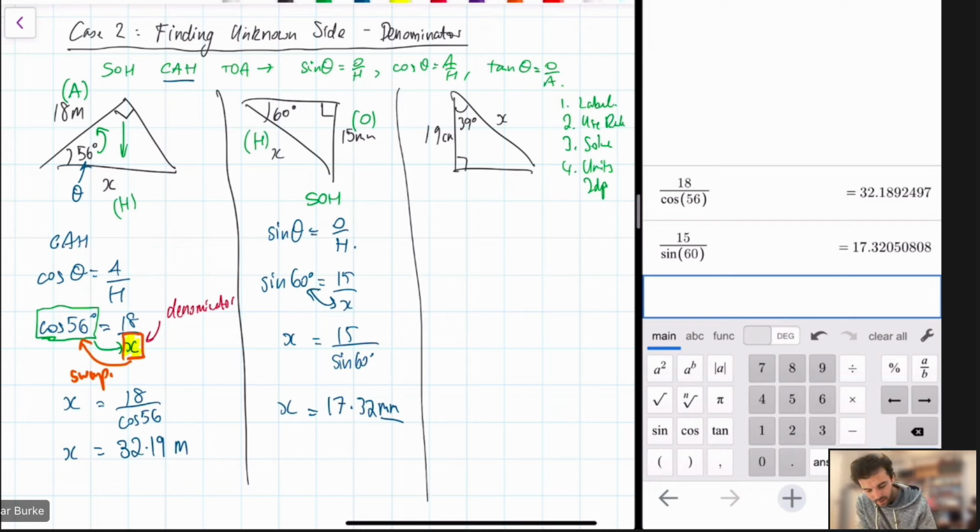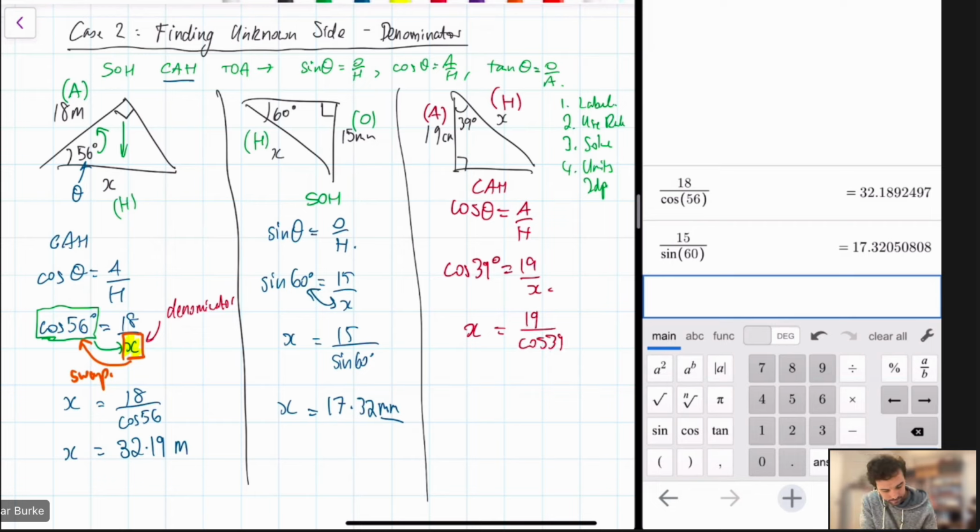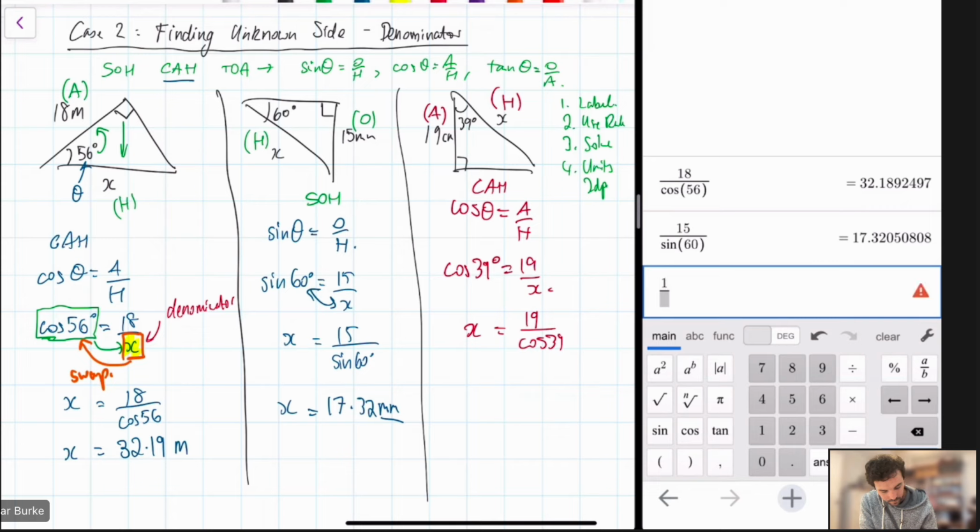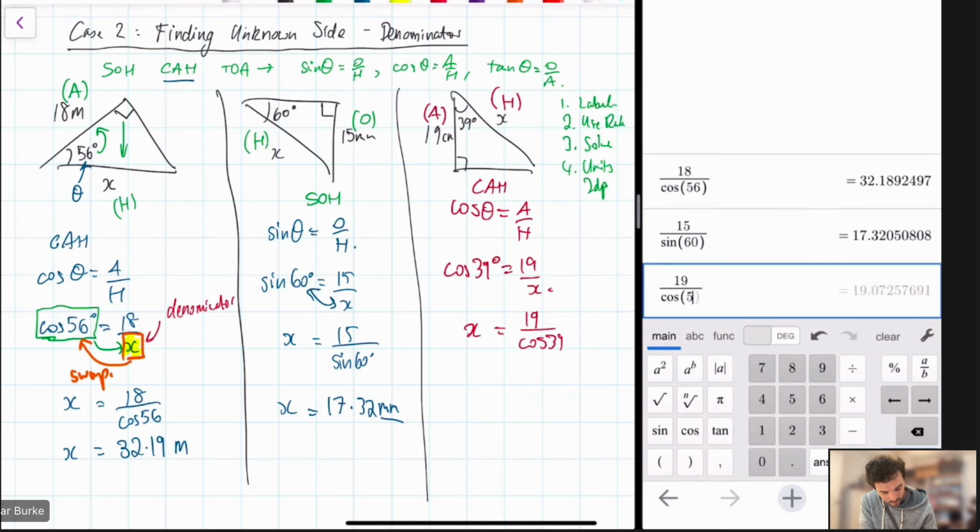Okay, let's have a go at this last one. So what you should have is a hypotenuse here and an adjacent here. So this one again is cosine, because it's CAH. Adjacent on hypotenuse, sub in 39 degrees, 19 over x, swap, and then plug in. So we get 31.57, and add the units. This one is centimeters. See there? It says centimeters. Sort of hard to read that one.